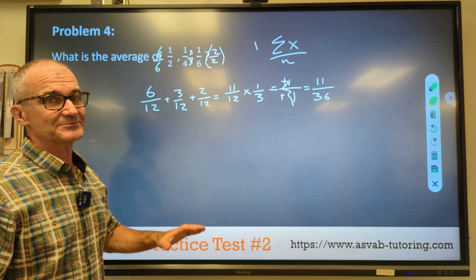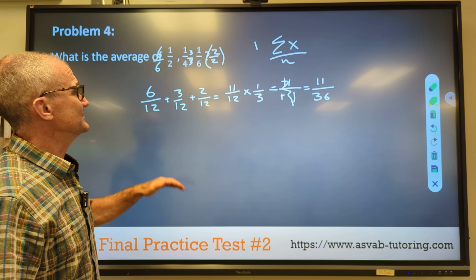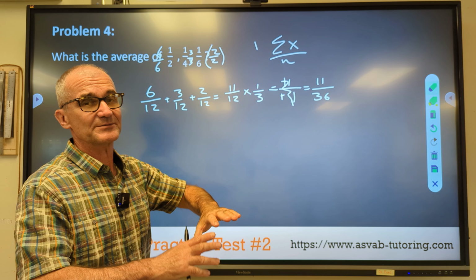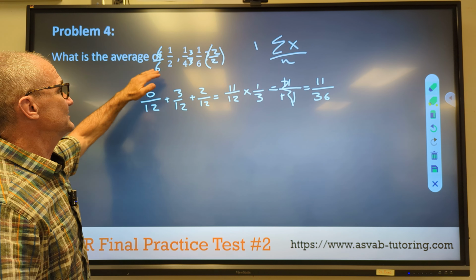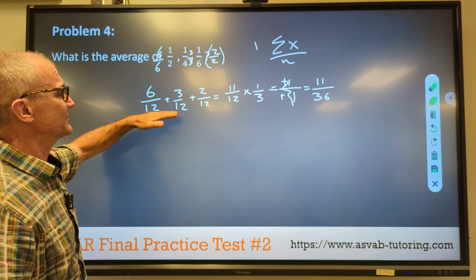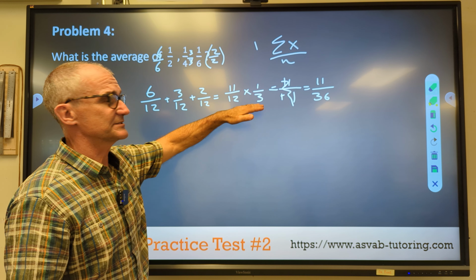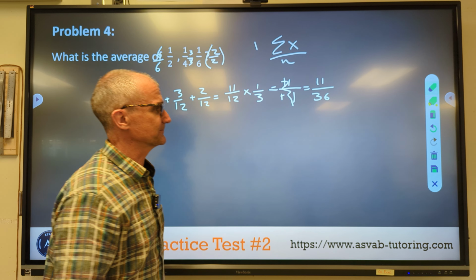Not an easy problem, quite a few steps there. First thing you have to know is the definition of average. Add all the values up, divide by the number of values. Then you got to add these fractions together with common denominators, and then divide, which is multiplying by a reciprocal.